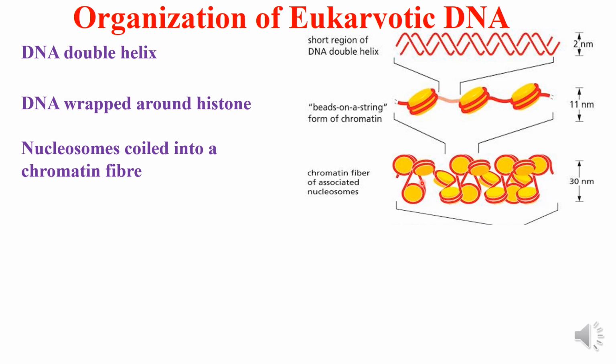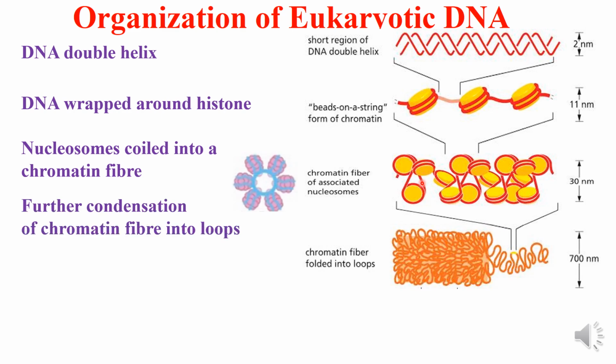Histone 1 protein plays an important role in stabilization of this structure. So please remember that the histone 1 or the H1 is not a part of the octamer. It lies away from the octamer, and it helps in stabilizing the 30 nanometer structure. On further condensation, the chromatin loops are formed. So chromatin fiber is folded into loops, and it is a 700 nanometer structure.